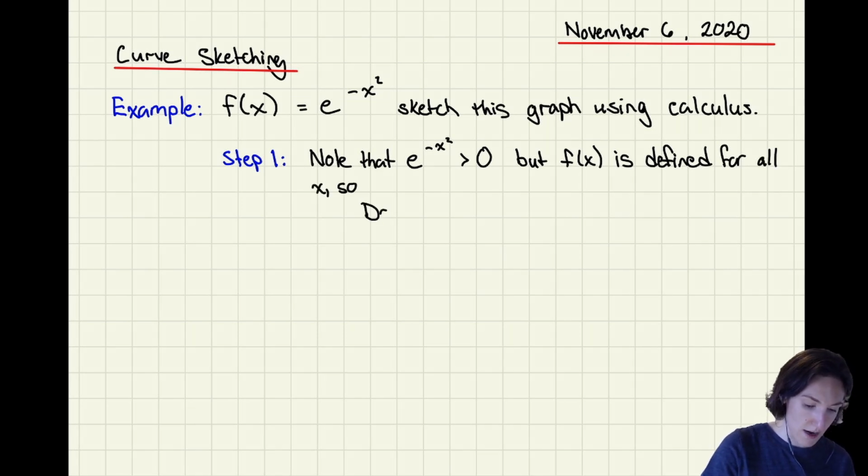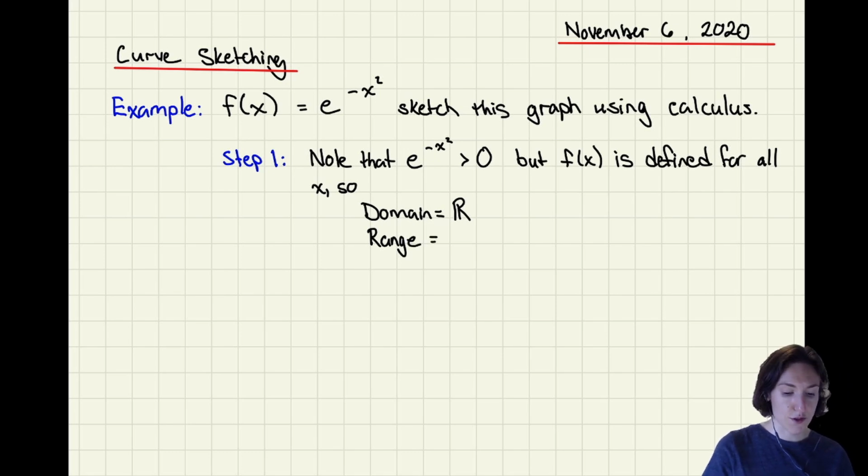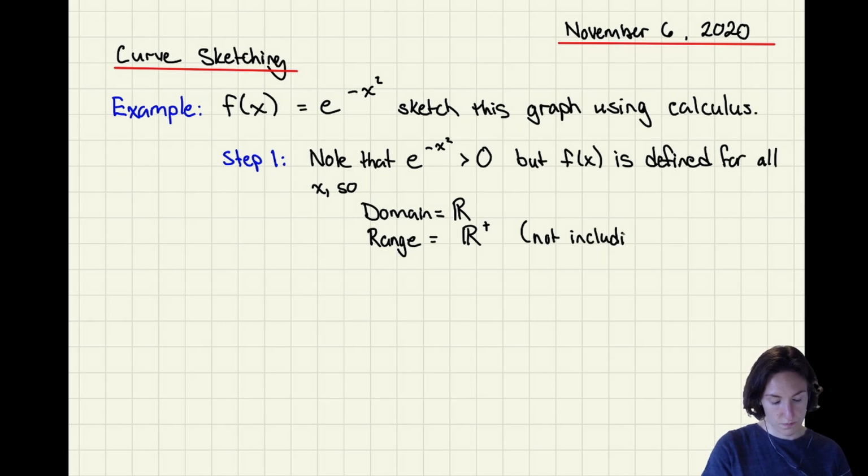So the domain is equal to R, but we are also going to write down the range. The range, because it'll help us in this case, is equal to positive R, not including 0. Okay, so that'll help us with our sketching. So there's step 1. We know information about our domain, and we also put extra information about our range.